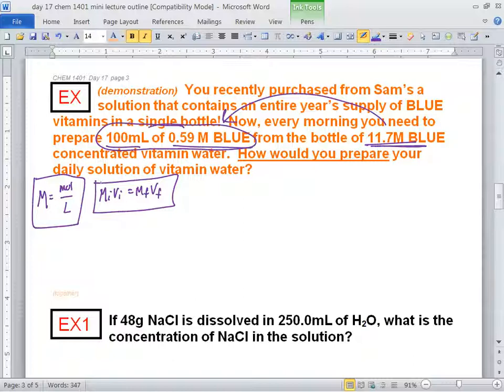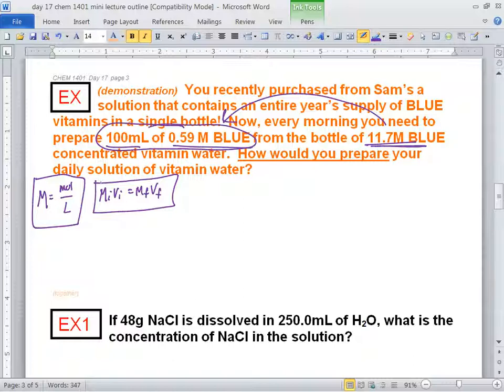If you just don't read it too carefully, all you do is look: the dilution problem has 4 variables in it. How many big M's? 2. How many volumes? 2. So if you ever see a problem with 2 molarities or 2 volumes in it, it's going to be a dilution problem without even reading it. If you only have one of each, it's going to be a different kind. See the difference?